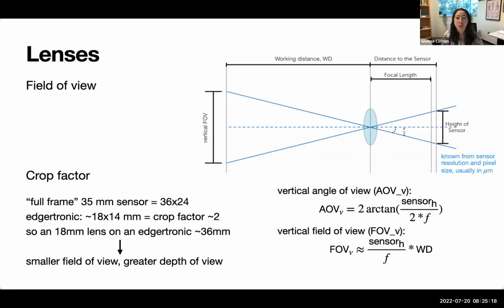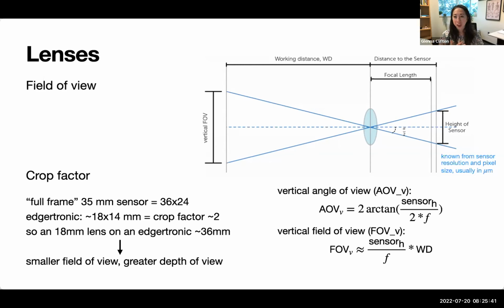And then also, the lenses that you're buying may be listed as a certain focal length, but that might not be the effective focal length of that lens on your camera system. Most lenses are listed with a focal length for a 35 millimeter, also known as a full frame sensor. And most high-speed cameras have a smaller sensor than this.